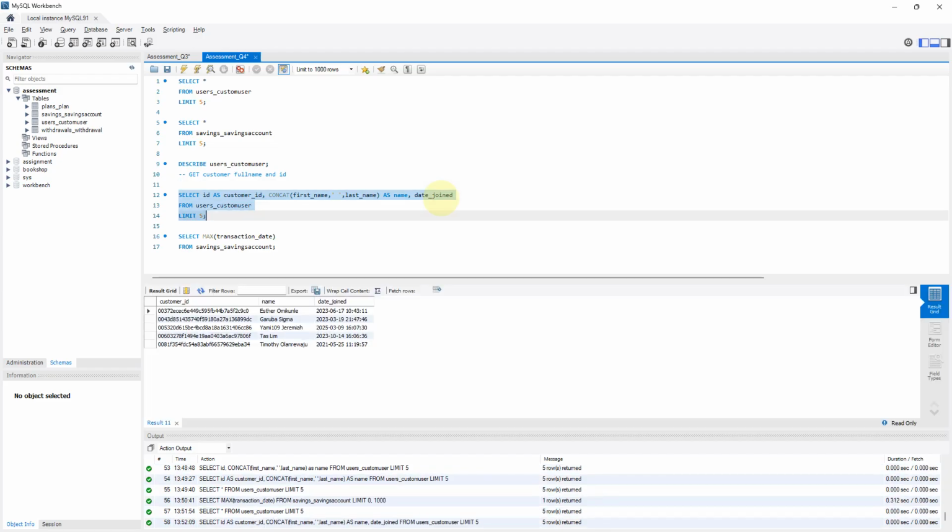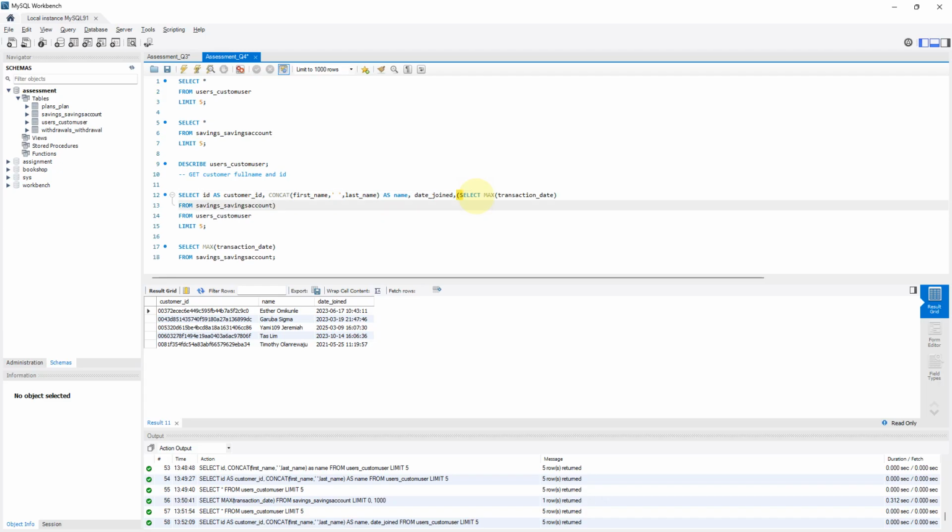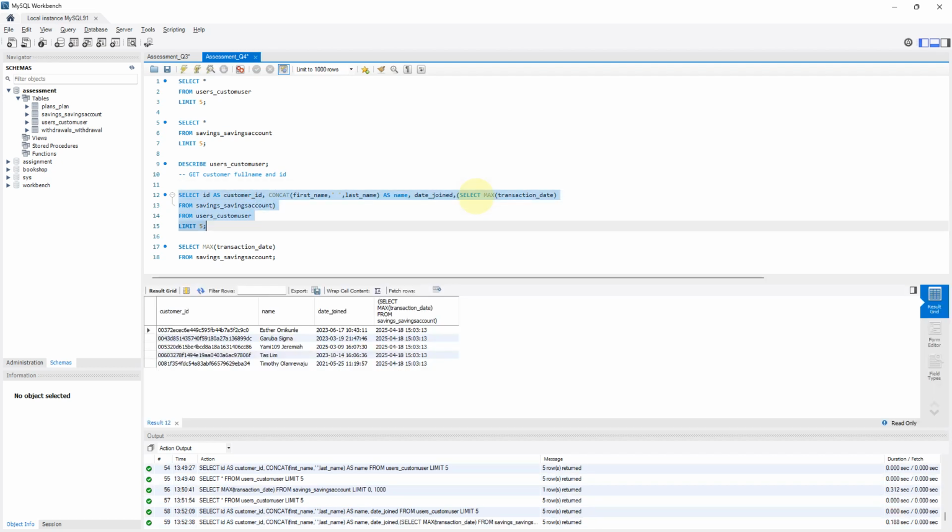So I have that. Then what I can also do is add a column, and the column now is this subquery, this query, which would serve as a subquery. So you can do that as well. Again, I'm just doing this to get the difference, right?